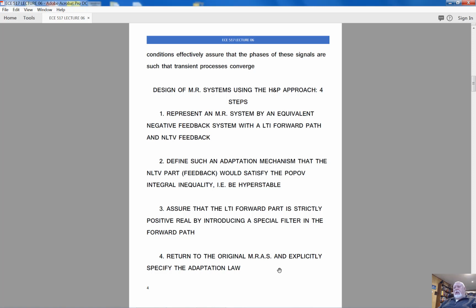Finally, after the linear time-invariant part is made strictly positive real, and the nonlinear time-varying part is made hyperstable, we have to go back to the original model reference adaptive system and explicitly specify the adaptation law. We have to get these results obtained for a negative feedback equivalent system into the original model reference adaptive system.